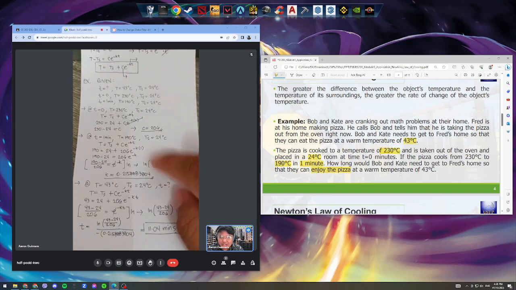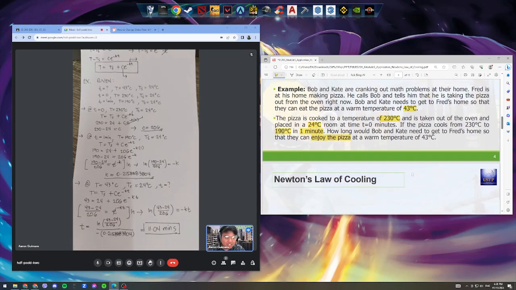Same thing: we get the values of C and K. Then, what is required? We can now get the time, just by substituting the values of C and K and the given. So we have obtained 11.04 minutes. Okay? Proceeding with our next slide.